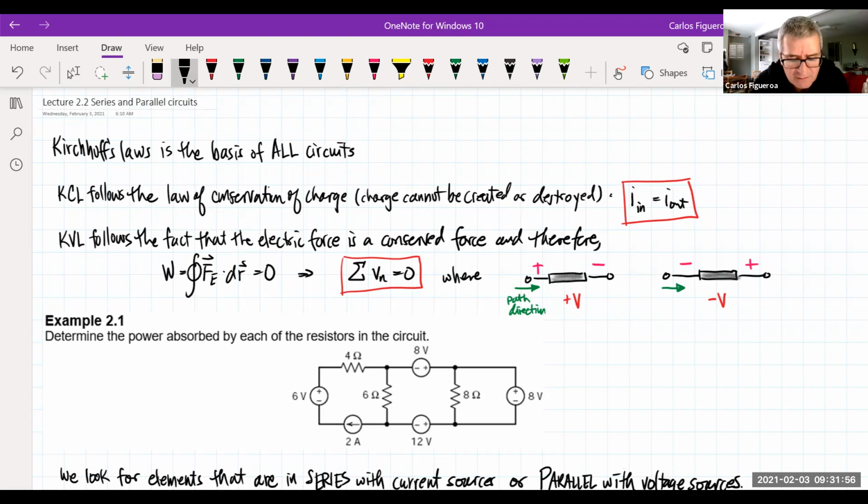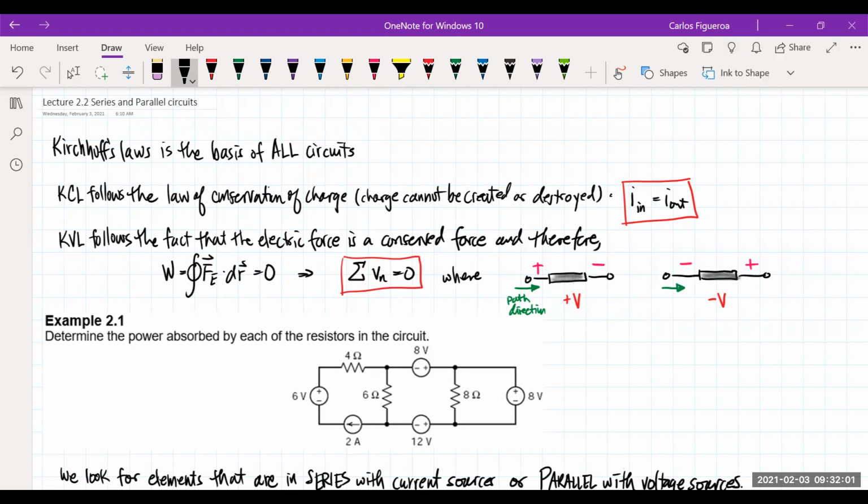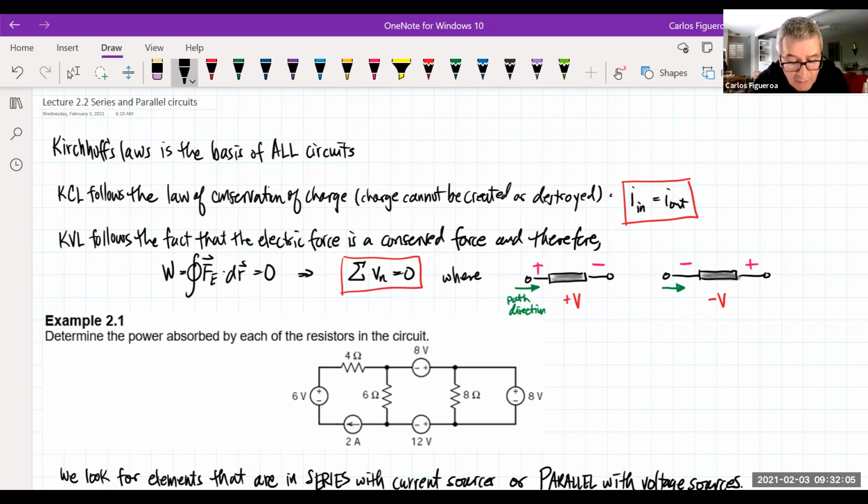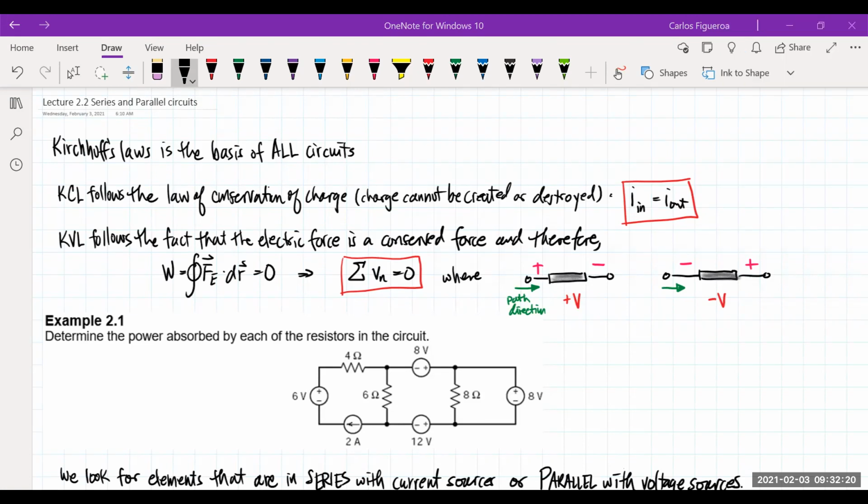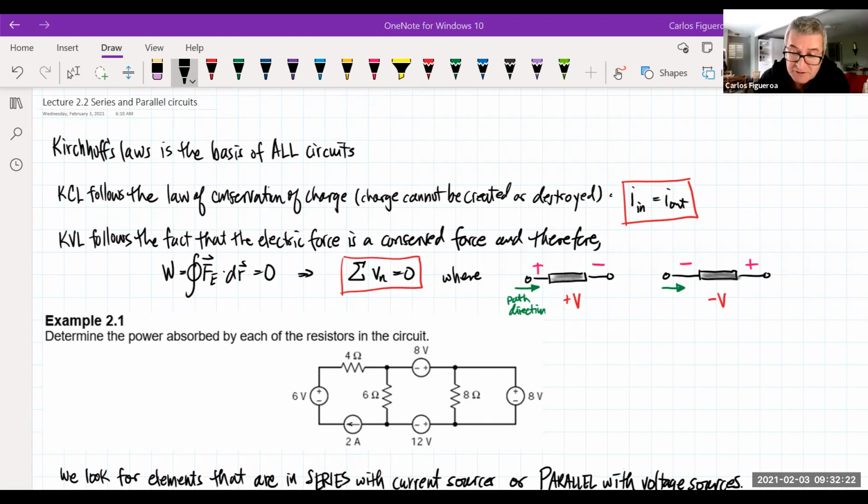KVL follows from the fact that the electric force is a conservative force. And because it's a conservative force, that means when I do work around a closed loop, that work is always zero. And so therefore, since work and potential are connected to each other, we then say here that the sum of the voltages around a closed loop is zero. And we have a sign convention, okay?